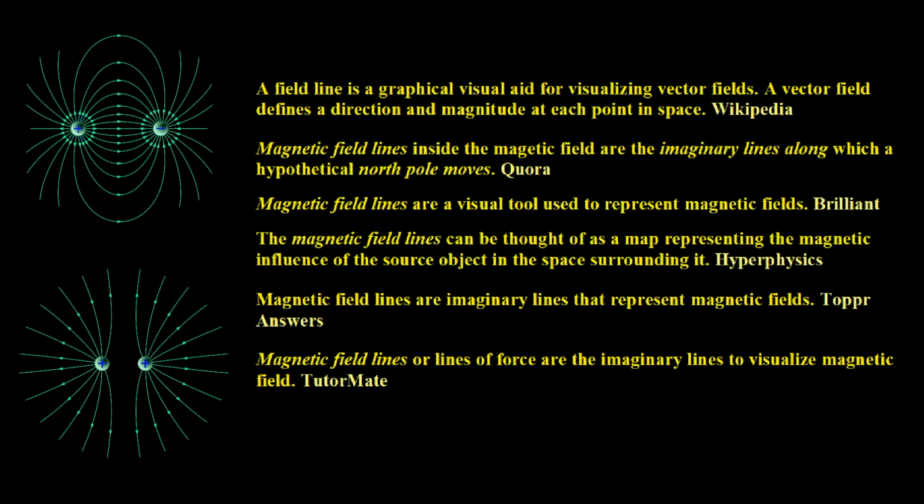And if you read through a couple of them, you'll find the word imaginary in almost every one of them. A field line is a graphical visual aid. That's what Wikipedia says. A vector field defines a direction and magnitude. That's it. So they're talking about math.